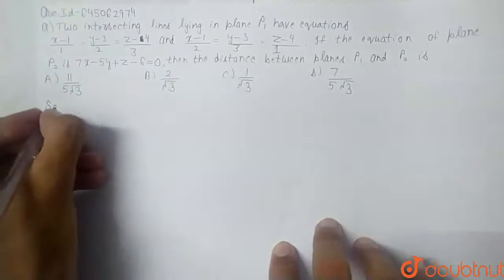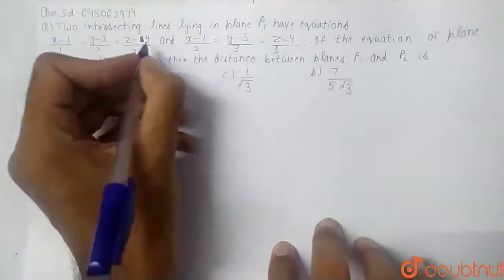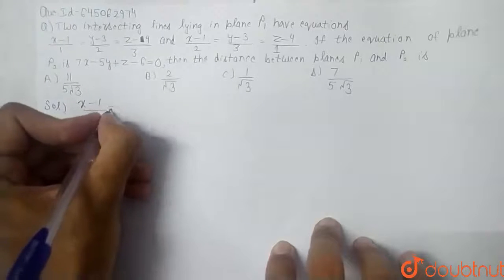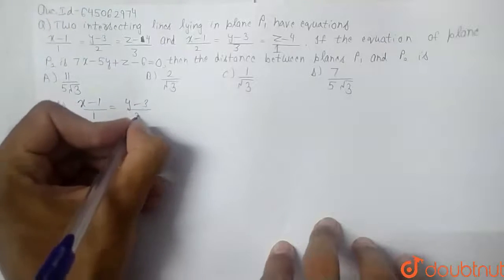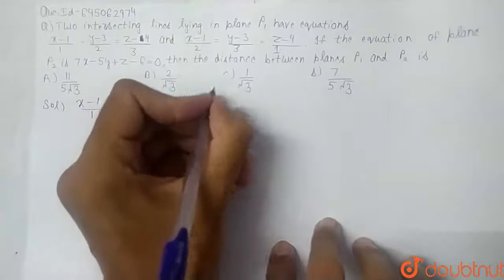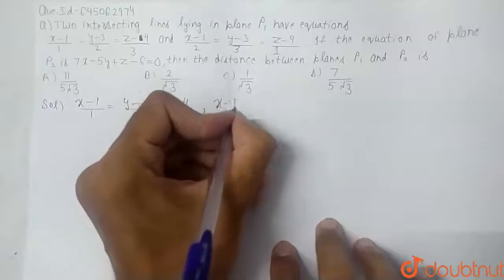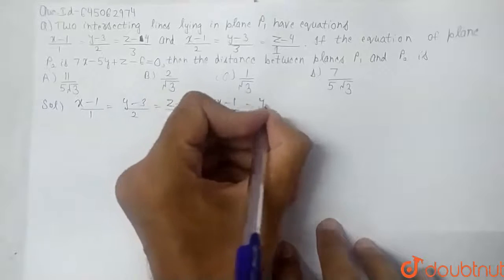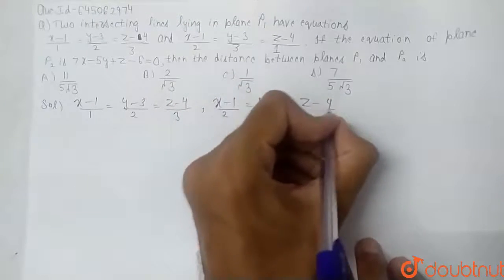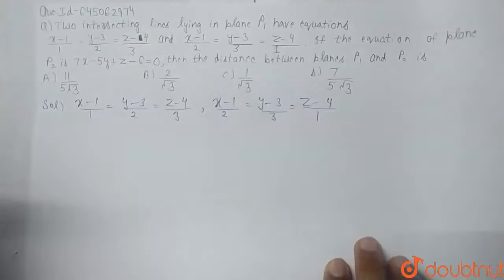First, we will write the given two lines. The first line is (x minus 1)/1 equals (y minus 3)/2 equals (z minus 4)/3, and the second line is (x minus 1)/2 equals (y minus 3)/3 equals (z minus 4)/1. So here we have two intersecting lines.